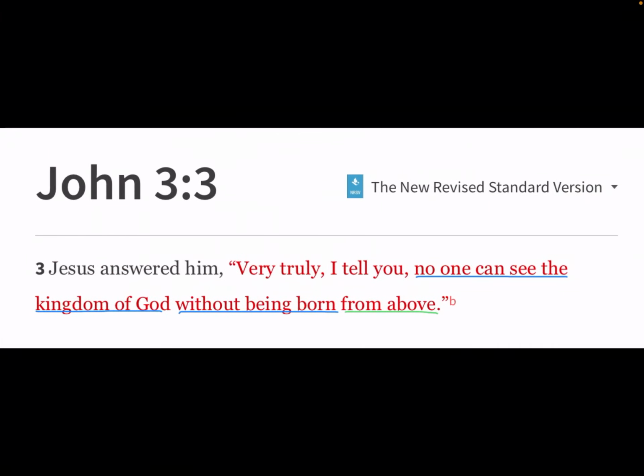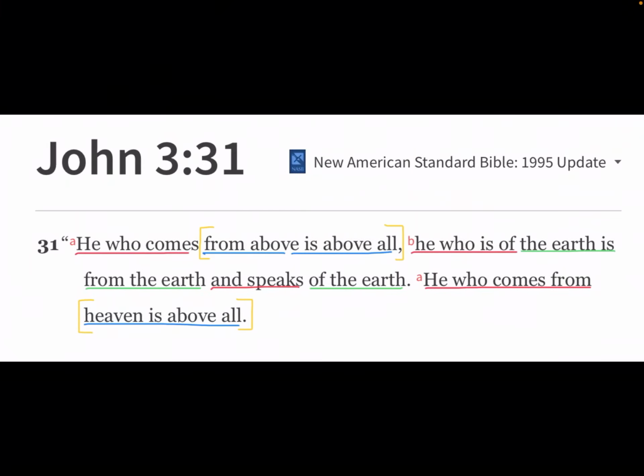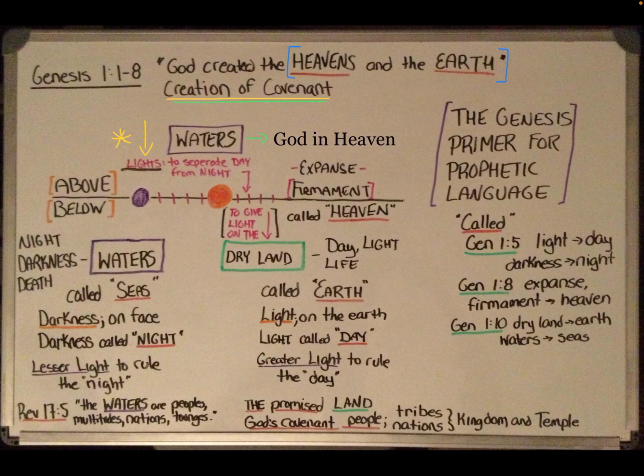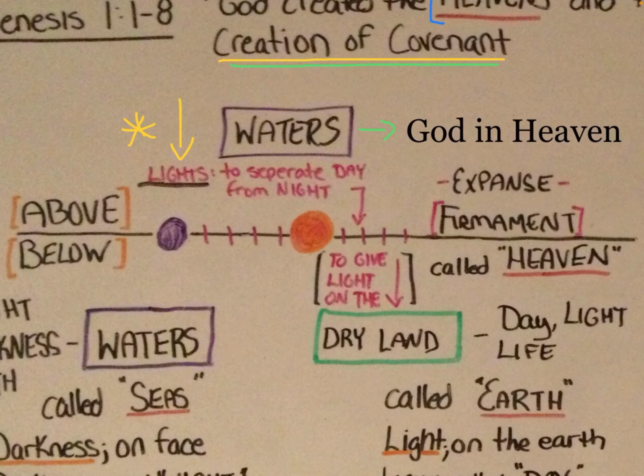Truly, I tell you, no one can see the kingdom of God without being born from above. For he who comes from above is above all. For he who is of the earth is from the earth, and speaks of the earth. For he who comes from heaven is above all. And that's why this language is very important to understand, because that's what we just saw.